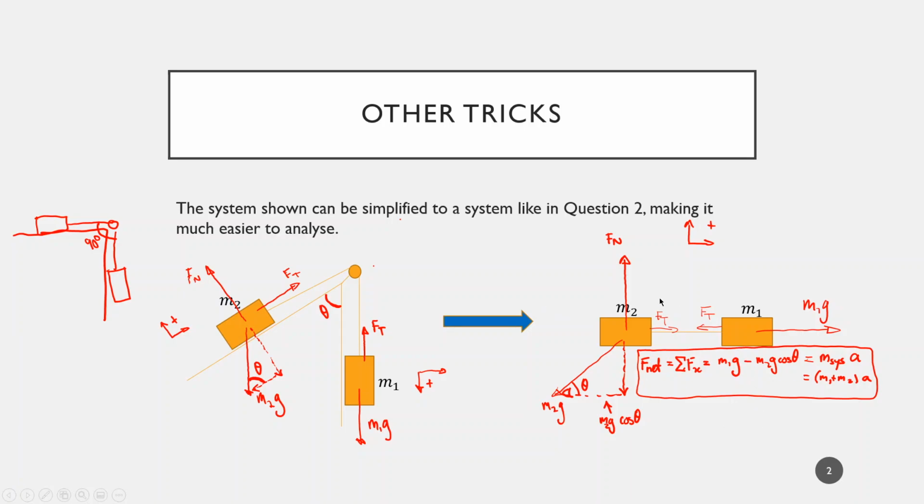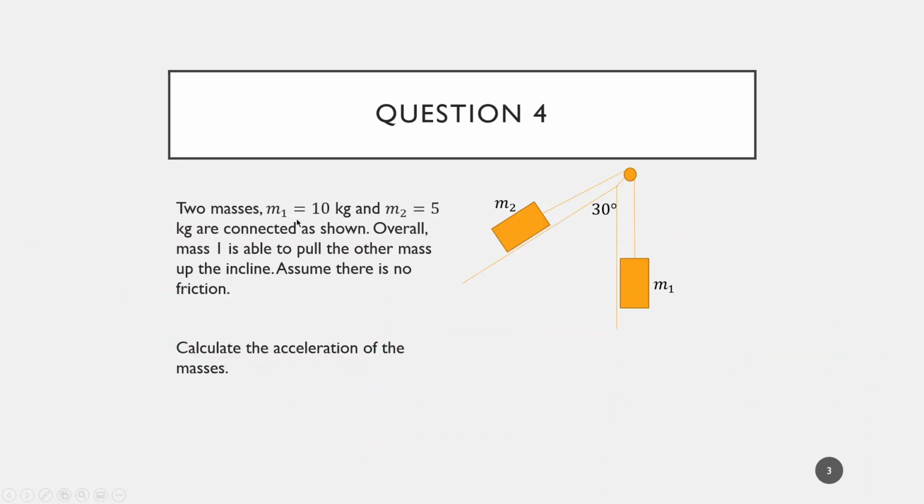Let's see how we use this in an actual question. So I've got these two masses. M1 is 10 kilograms, M2 is 5 kilograms, and they're connected as shown. There's an angle of 30 degrees between the slope and the vertical. And M1 is pulling this M2 mass up the slope at a certain acceleration. And our job is to calculate the acceleration of the masses.